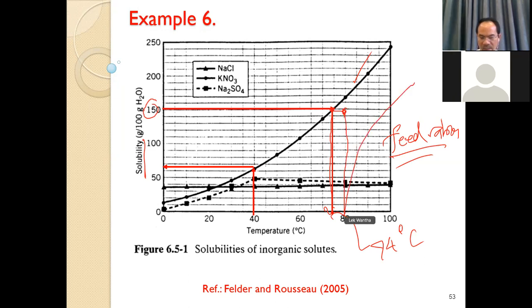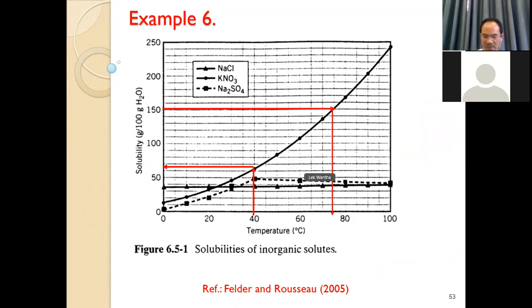The feed temperature is 80 degrees Celsius, but 80 is not saturated; it is in the undersaturated zone. This is the feed point at 80. Then we reduce the temperature until we cross this point, which is the saturation temperature at this concentration. Reduce the temperature further to 40, and this is supersaturated, where it can crystallize.